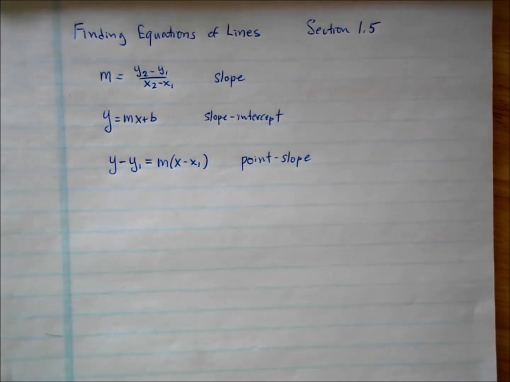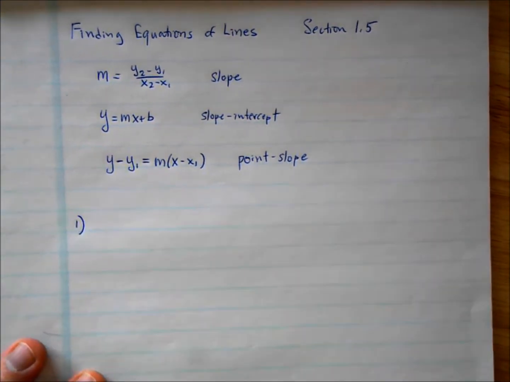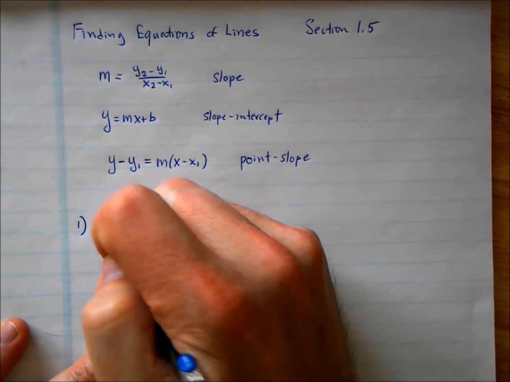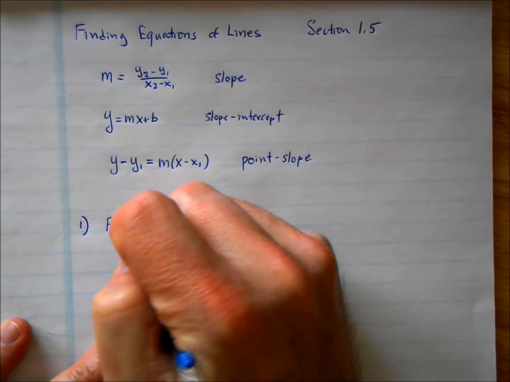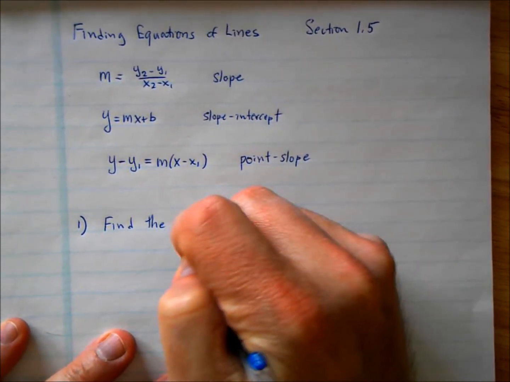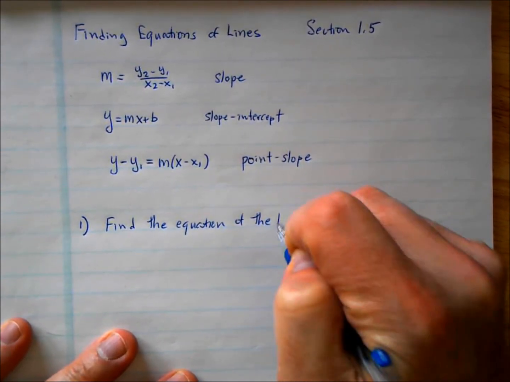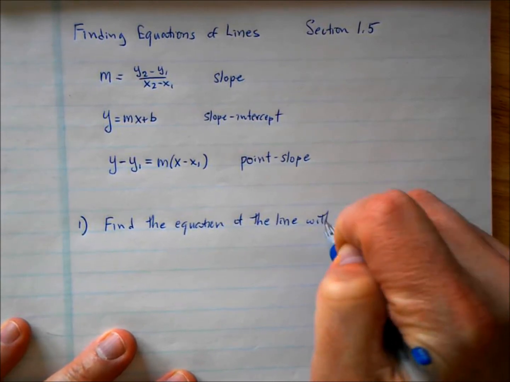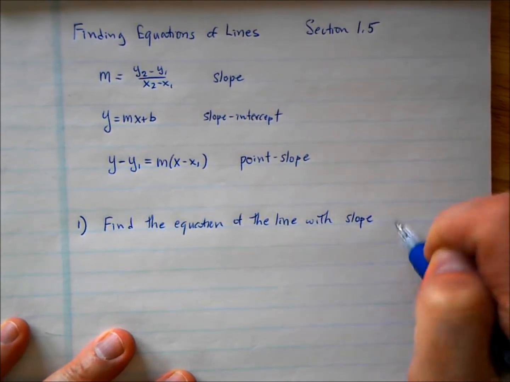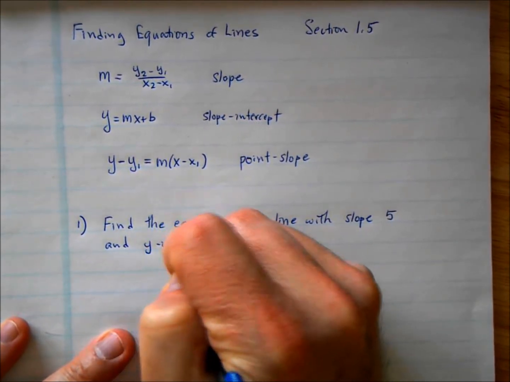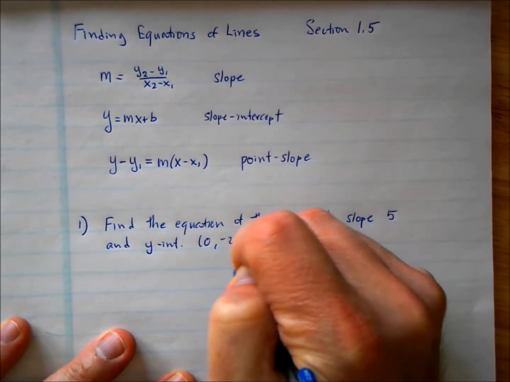Alright, so typical problems are going to look like this. I'm going to give you information, and from the information you're going to find the equation of the line for me. So I might say, find the equation of the line with slope 5 and y-intercept 0, comma negative 2.